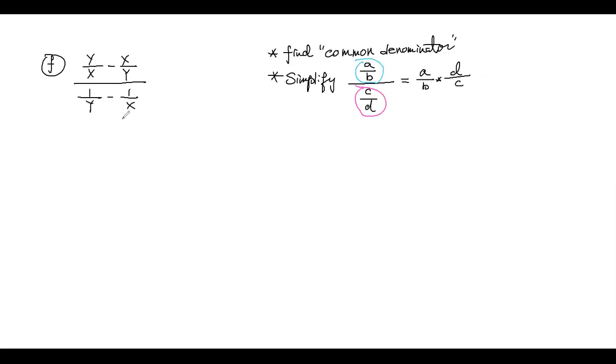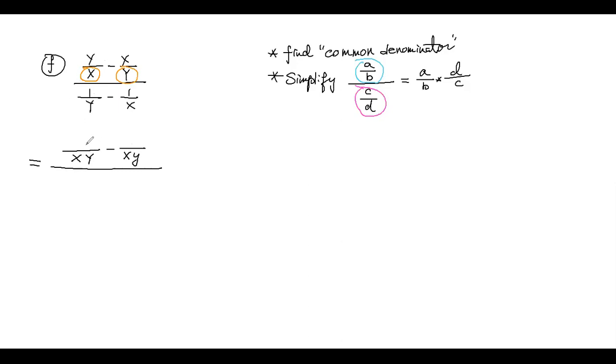All right, so let's take a look. When you do these things, be very careful and not messy, so you won't make a silly mistake. Okay, the first one here: this is X, this is Y. So what will be my common denominator? Well, it will be XY.